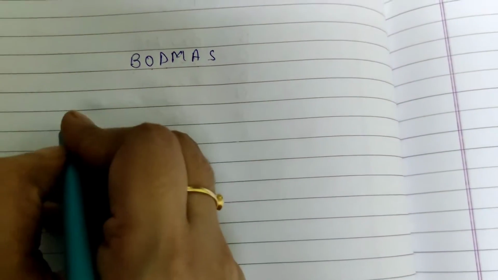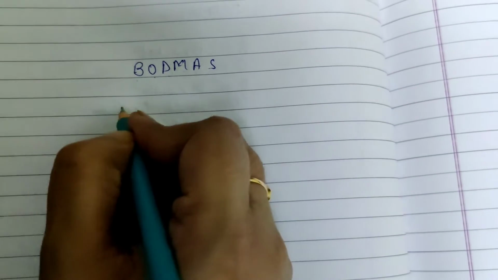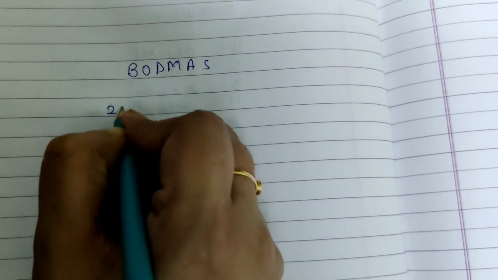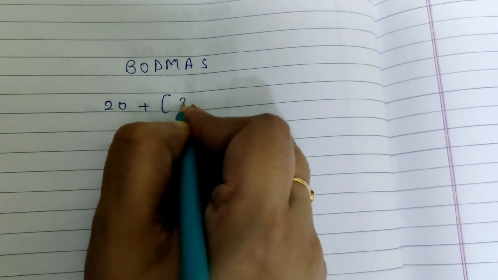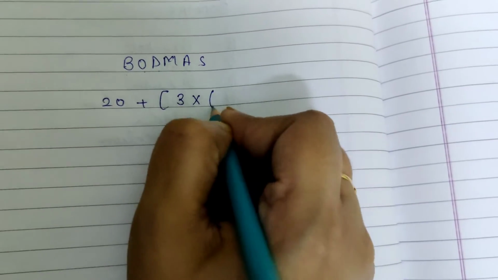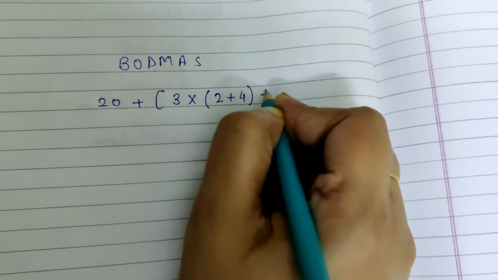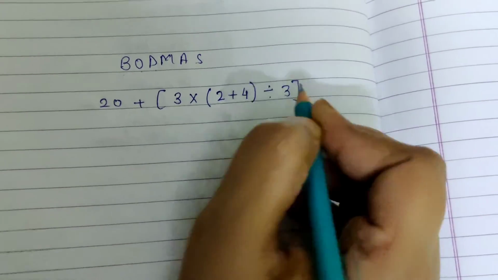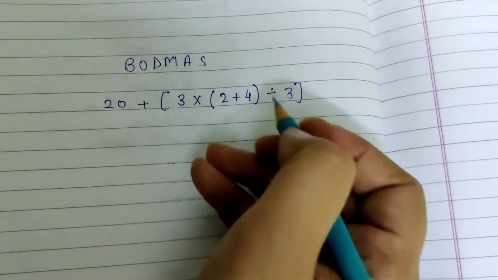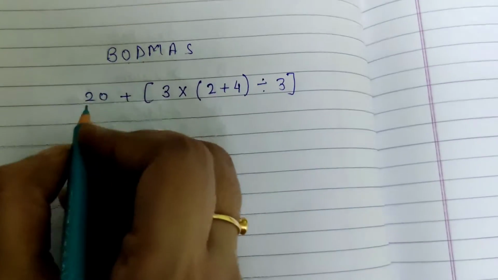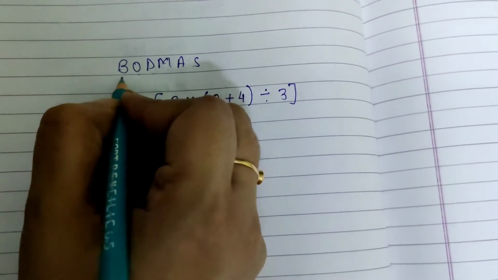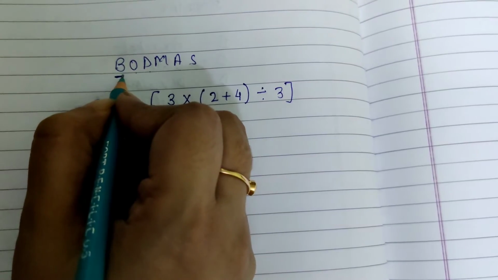Okay. So let us take an example. For example, I'm having 20 plus bracket 3 multiply bracket 2 plus 4 bracket close divided by 3 bracket. Okay, I'm going to tell you about different types of brackets also and where to use them in a different video. So now the first step according to BODMAS is bracket. So the first step is to solve the bracket.